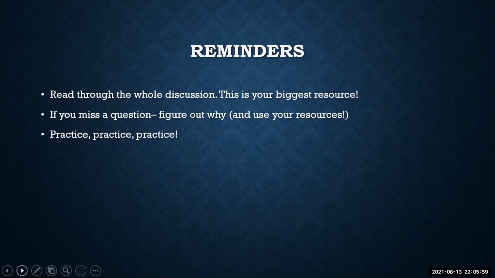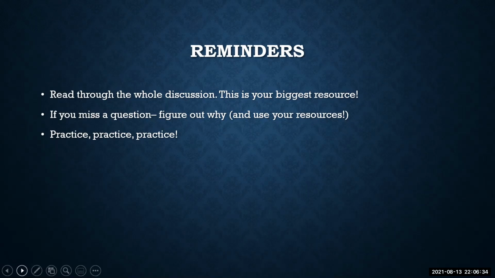A few reminders this week, make sure you read through the whole discussion. Don't just read your comments and see if I comment back. Read through everything, because that is the best resource that you have in this class, is getting to learn from other people and figure out what they're concerned about, and maybe see if I've answered something for them or if somebody else has answered. And you guys can definitely answer each other's questions. You did a great job at that last semester. So I am very excited to see you guys work together to solve some of these problems.